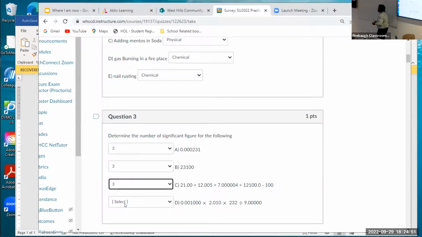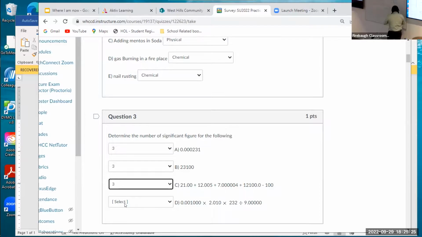Running out of colors now. What about the fourth one? After the 0? And then what about the last one? After the 0? Oh, after the 1. After the 1. That's right.